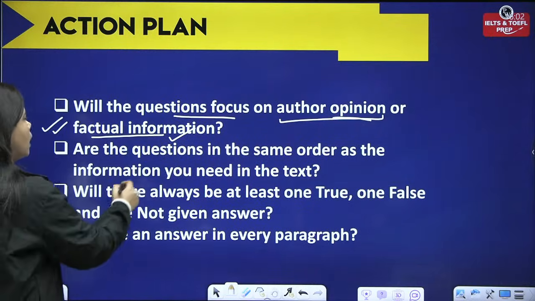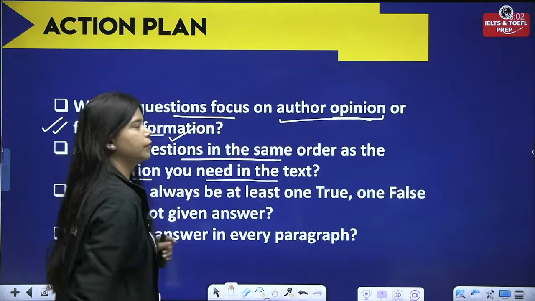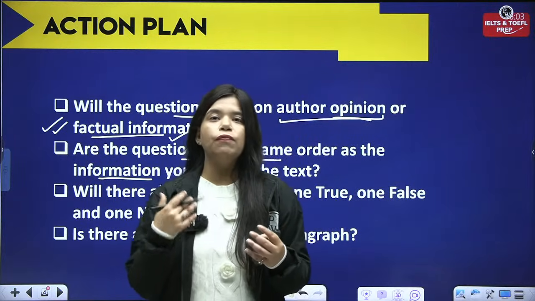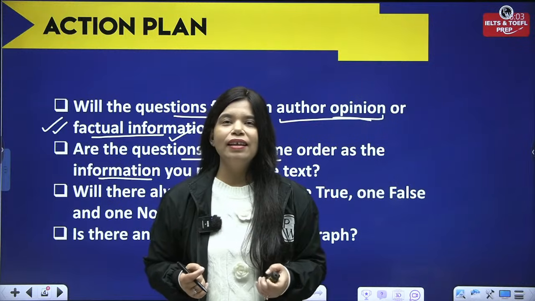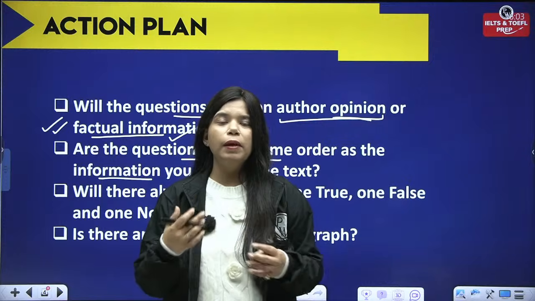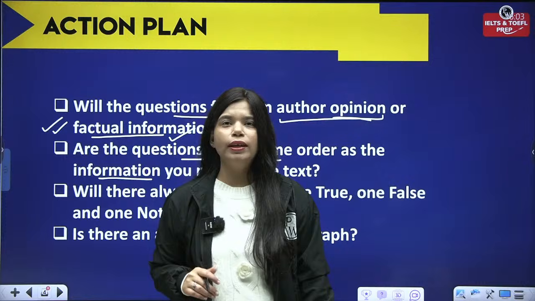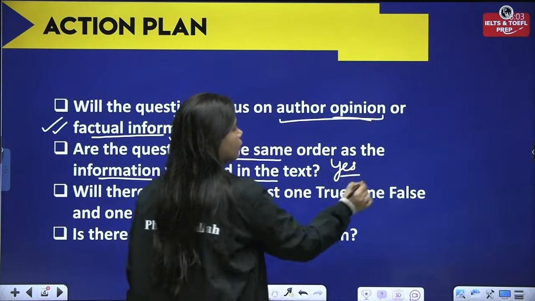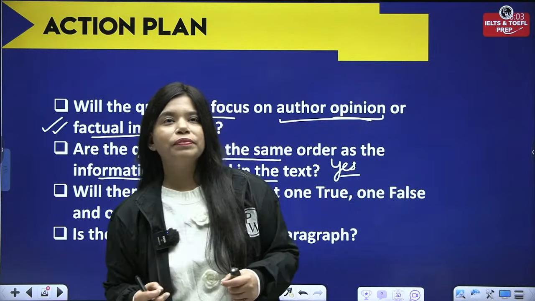Moving on, are the questions in the same order as the information you need in the text? This simply means, are the answers going to be in sequence if you get true, false, not given? So what do you think? Do you think that the answers for true, false, not given will be in sequence? Or do you think it can be haphazard? Yes or no? Sequence will be followed or not? So the answer is yes. The sequence in these questions is followed. You will get the answers in sequence.